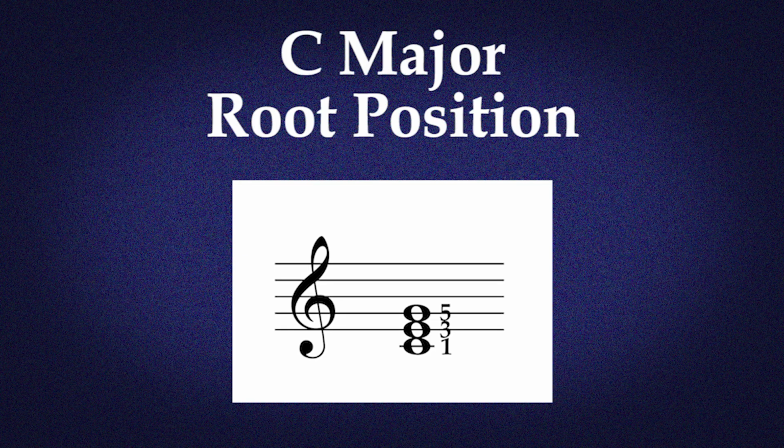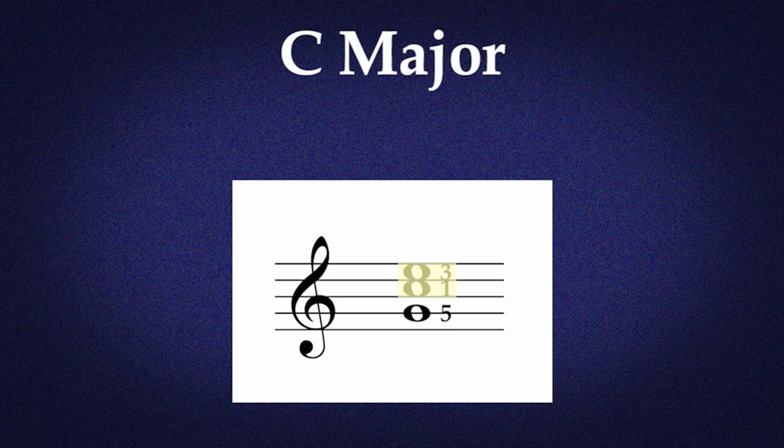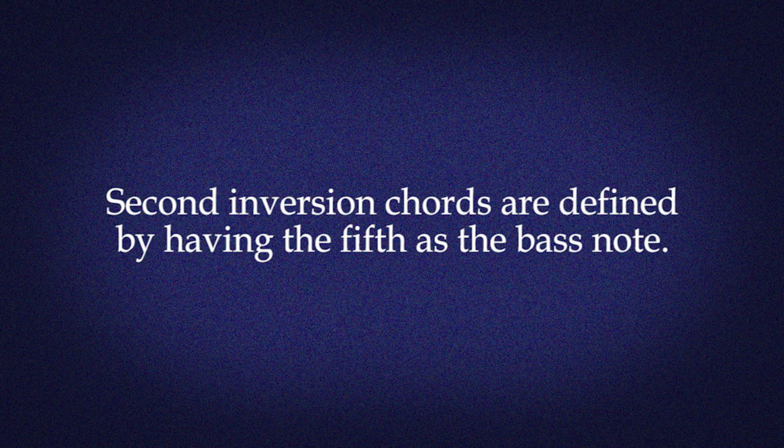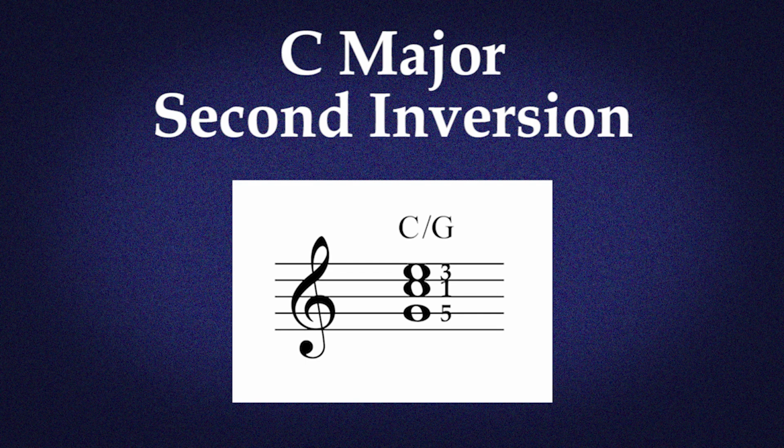Looking back at our root position C major chord. To create the second inversion, we would move the C and the E each up an octave, leaving the G, the fifth of the chord, as the bass note. This would leave us with G, C, E. This is called the second inversion. Again, a second inversion chord is defined as having the fifth as the bass note. This chord would be labeled C over G, indicating that it is a C major chord with G as the bass note. Let's look at a few more examples.